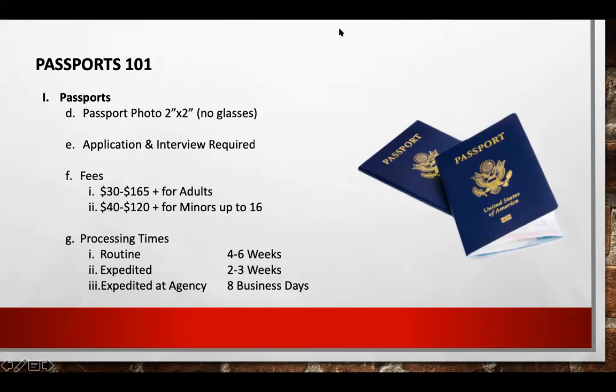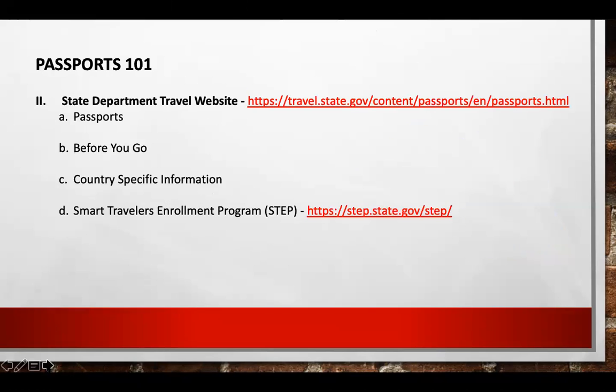So I'm going to take a moment here, because as we shift gears, I'm actually going to go over to the website. I'm going to pause here, because next we're going to start talking about the State Department travel website, because this is going to become, or should become, your best friend as a travel agent booking international travel. On this website, you can get information on passports, things to do before you go, country-specific information, as well as the Smart Travelers Enrollment Program, or STEP program. So I'm going to switch screens now, and we're going to go online.